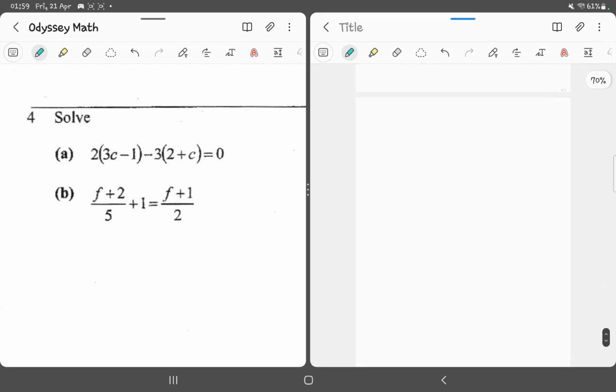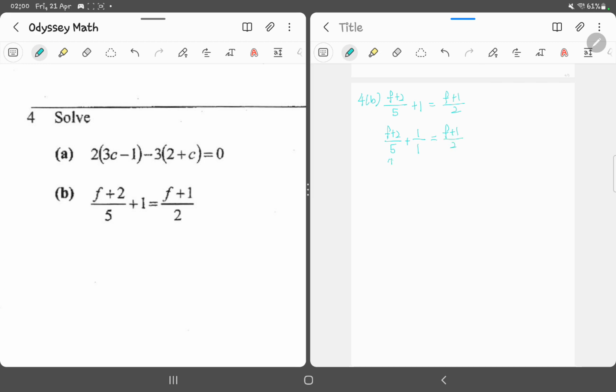So let's do 4B over here. Let's write down the question. It is f plus 2 over 5 plus 1 equals f plus 1 over 2. Okay, so the left hand side looks a little complicated, but don't worry. So f plus 2 over 5 plus 1, we can write the 1 as 1 over 1, right? It makes sense, because 1 divided by 1 is still 1, okay?